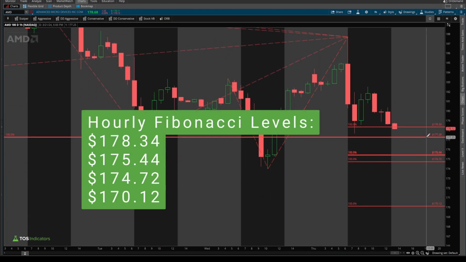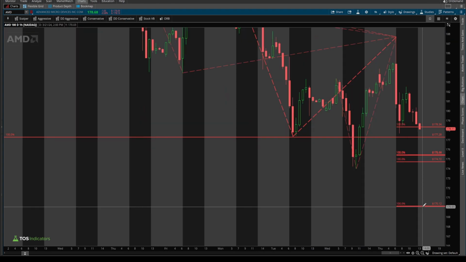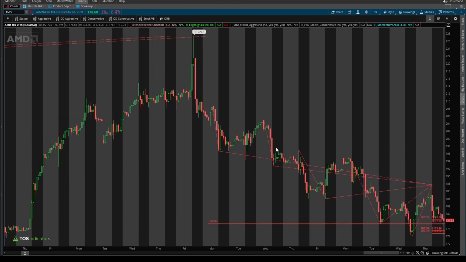178.34, 177.28 was from the daily time frame. And then we have this cluster right down here near 175. And below that, we have 170.12. So a lot of different levels. Now the question is, which one do we pay attention to? For that, that's where I like to use our volatility box models.